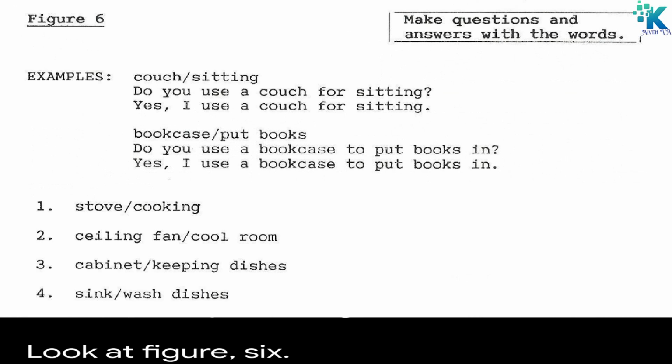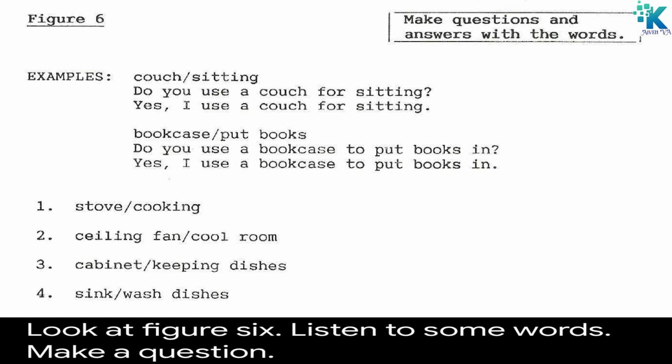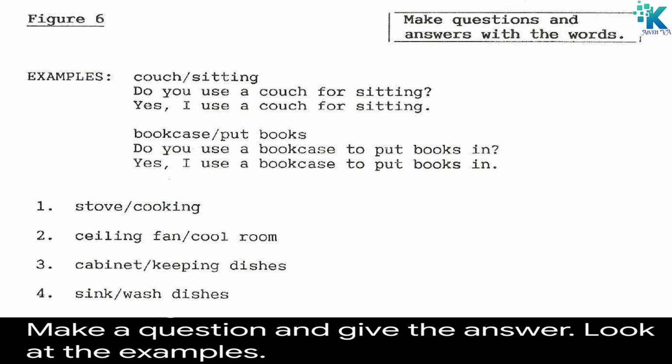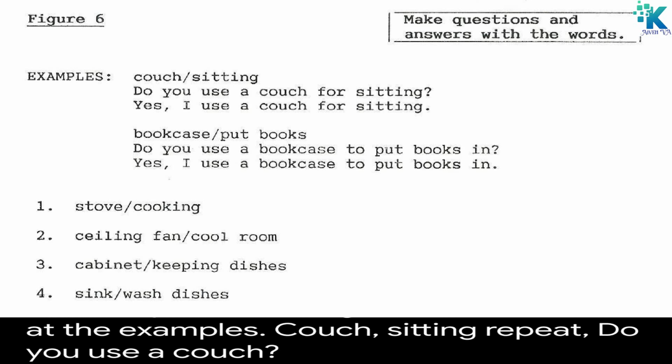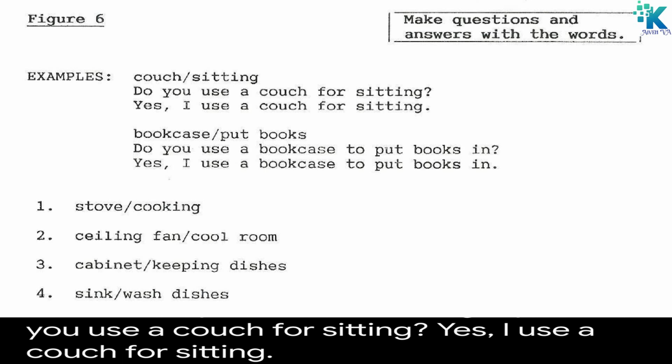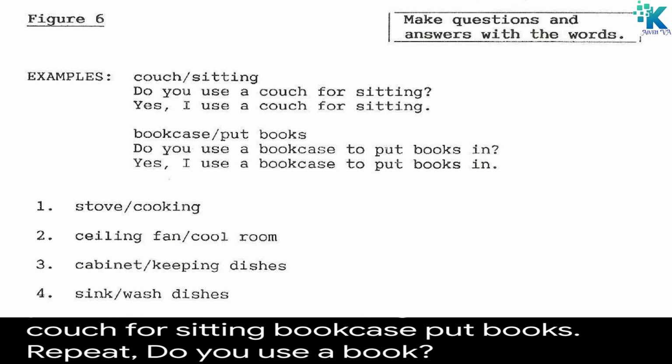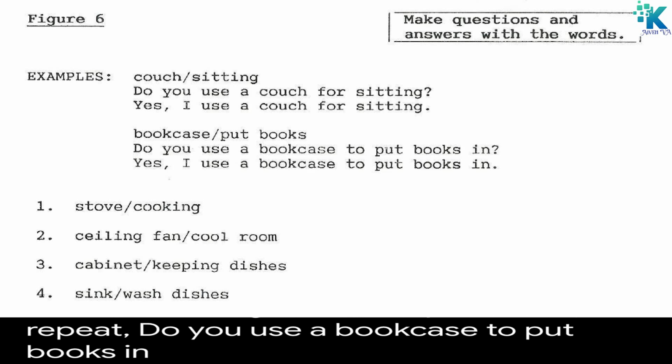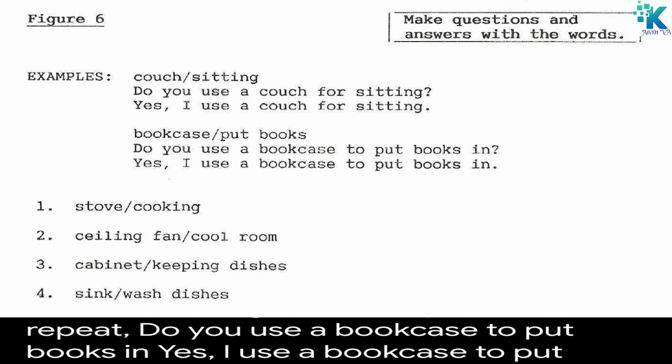Look at Figure 6. Listen to some words. Make a question and give the answer. Look at the examples. Couch, sitting. Repeat. Do you use a couch for sitting? Yes, I use a couch for sitting. Bookcase. Put books. Repeat. Do you use a bookcase to put books in? Yes, I use a bookcase to put books in.